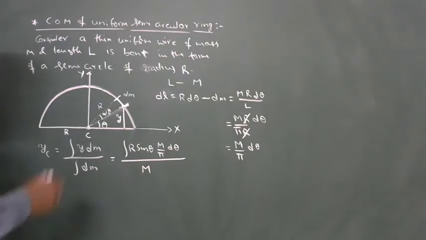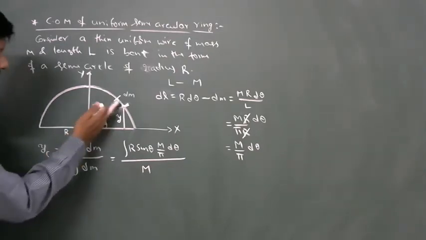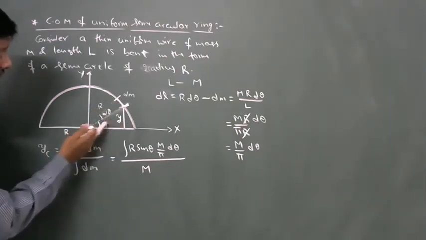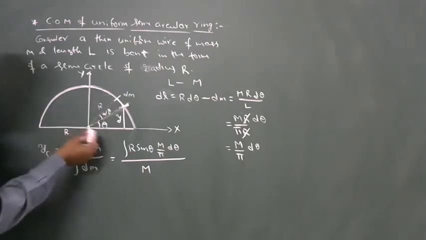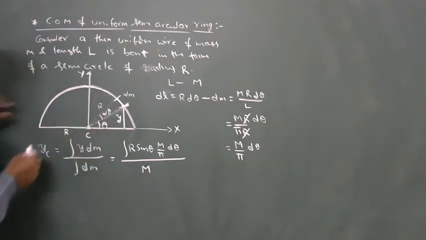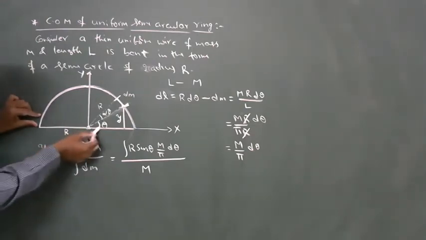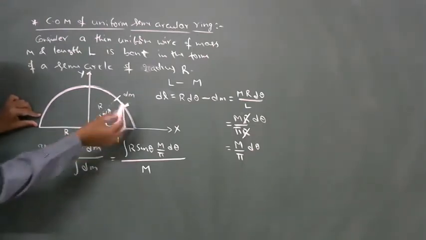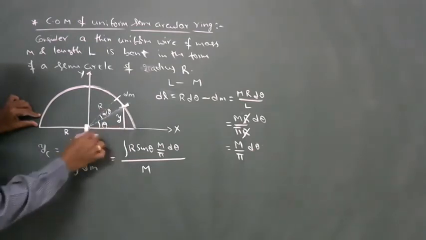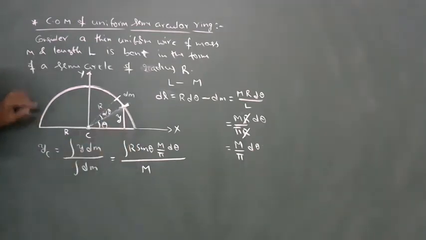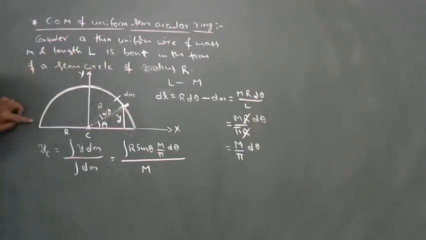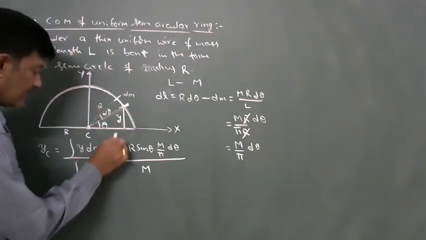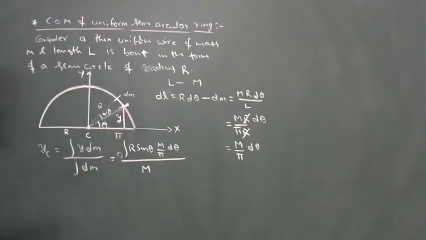This theta varies from, if this element is near this end, theta is 0, and if the same element is near the other end, theta is 180. If the element lies here, theta is 0; here, theta is 180. So 0 to pi. 180 means pi radians, so 0 to pi.